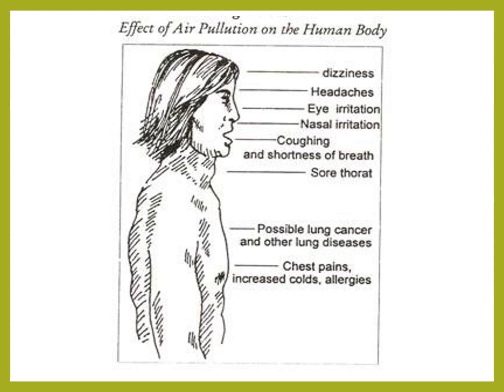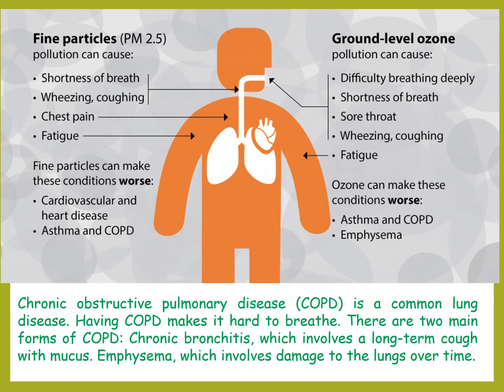So in this figure, all the different effects, as I told you, start from the head and reach up to your lung and chest. So it may result in dizziness, headache, eye irritation, nasal irritation, coughing and shortness of breath, sore throat, then possible lung cancer and other lung diseases, chest pain, etc. It may increase colds and allergies. So this way also you can draw the figure and explain the general effects of air pollution on the human body. So here also similarly the different effects are shown. To summarize, this is fine particle PM 2.5, which is very bad, and that may cause all these effects. So right from your head only up to the chest you have to consider all these effects.